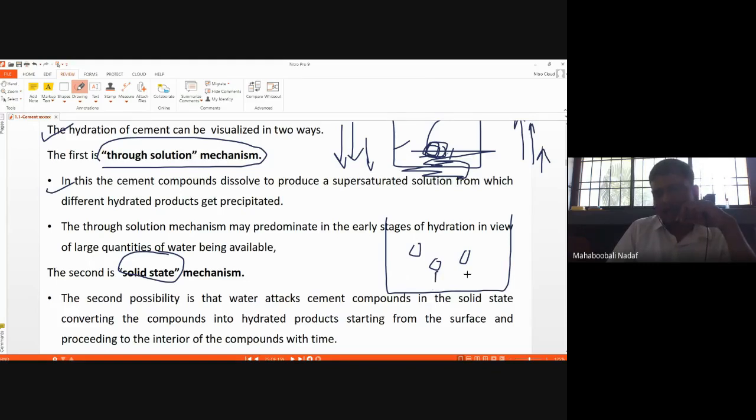It is attacking on the exterior surface, so that outside surface has already reacted with water. Inside there will be somewhat dry cement particles. In the inside, somewhat dry particles will be there, so that water will start penetrating.